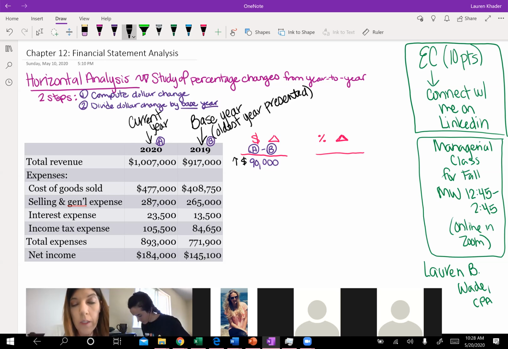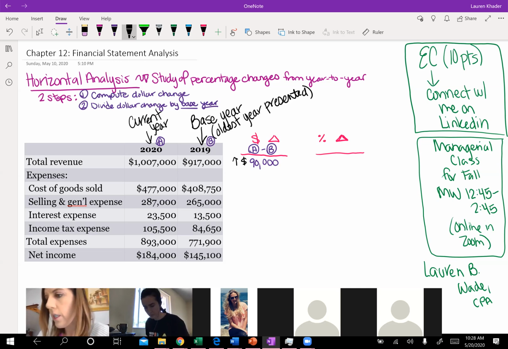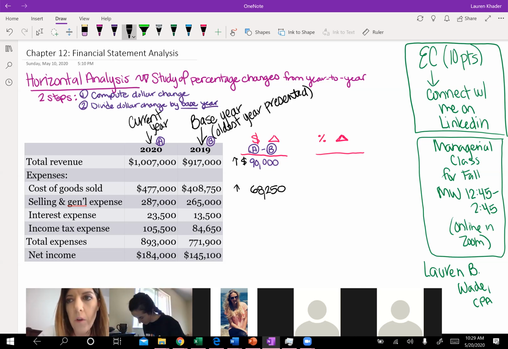Cost of goods sold, we would expect it to increase, right? Because if sales revenue increased, we likely sold more units, so we would expect to have a higher cost of goods sold as well, the cost of those units that we sold. So 408,750 is what we incurred in cost of goods sold in 2019. In 2020, we incurred 477,000 cost of goods sold. Did cost of goods sold increase or decrease? Increase. Increased by 68,250. Okay, I'm going to let you do the rest of this row.